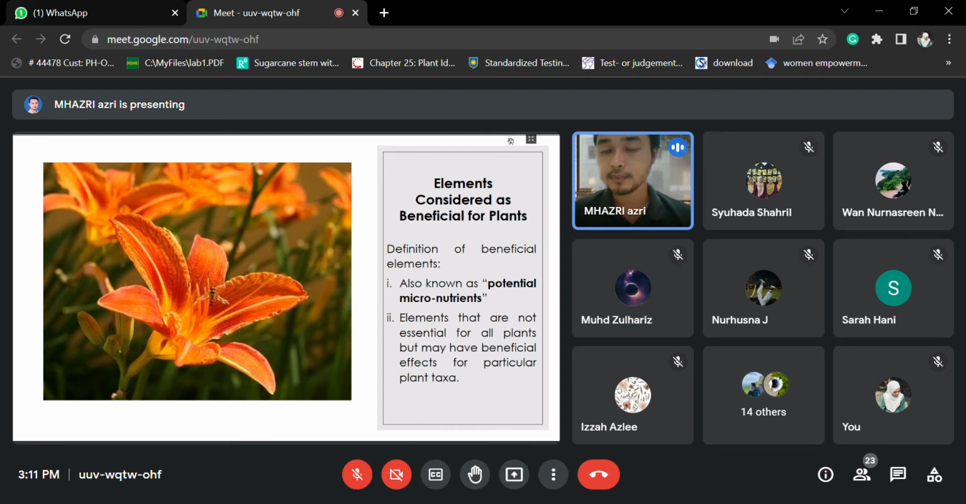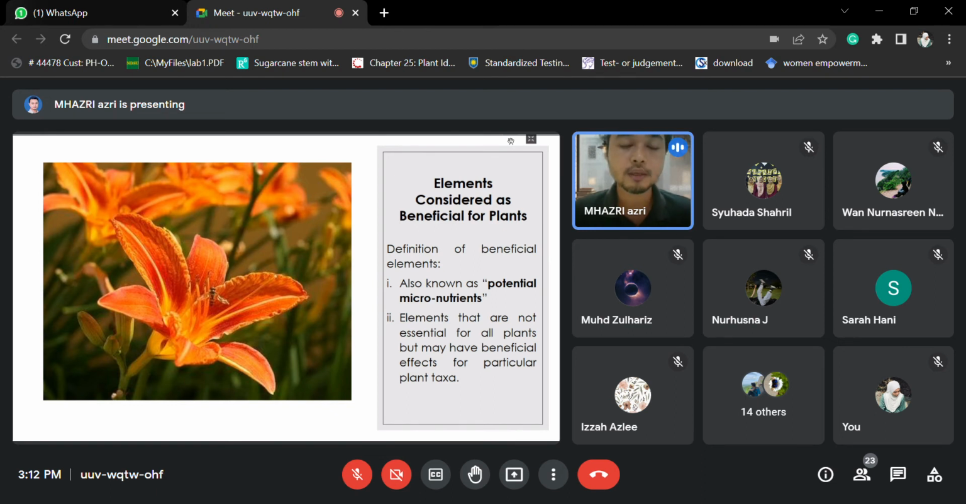Beneficial elements are defined as elements that are not essential for all plants but may have a beneficial effect for a particular taxa, okay, for a species or genus of plant. Okay, sebagai contoh, nanti kita tengok kalau kita bagi silicon for example, to a gramineous plant, dia punya resistance terhadap pertumbuhan semakin bertambah.